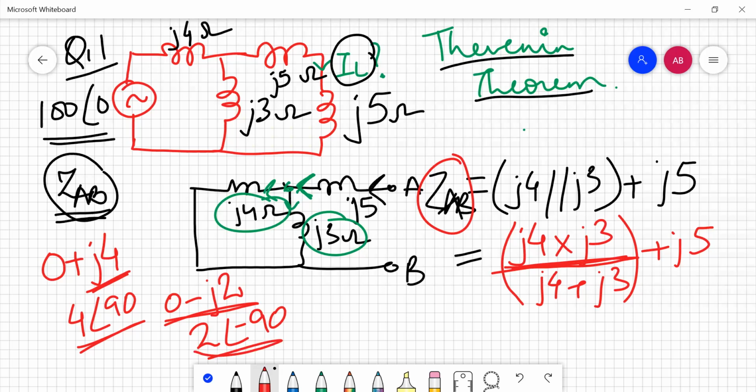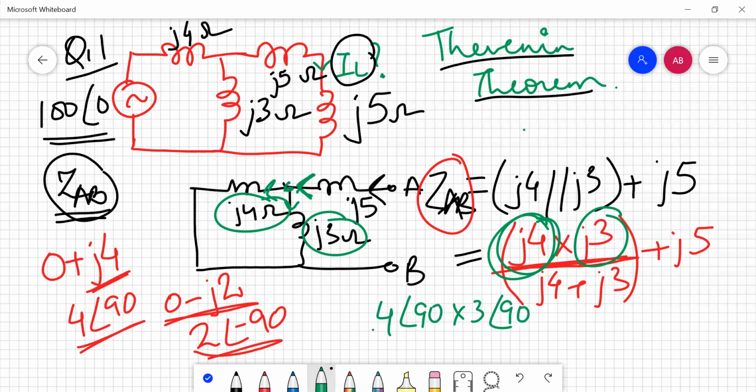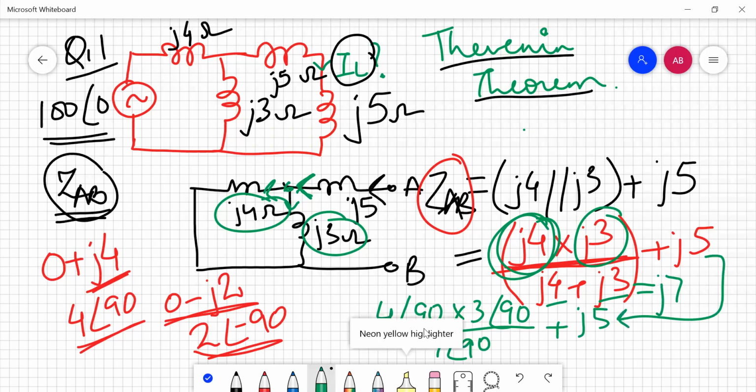Because there is only J4 and J3, my J4 will become equal to 4 angle 90, while my J3 will become equal to 3 angle 90, right? So what we need to do is add them both. So both will become J7, that will give me the value of 7 angle 90 plus J5. This J5 will come as such. So now let's solve it as such.